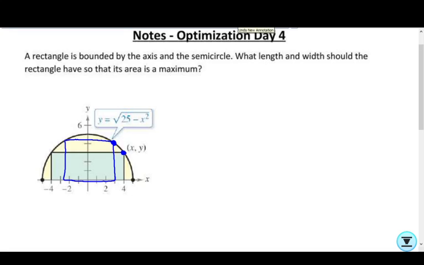So just like always, whenever we find optimization problems, we need our primary equation. Our primary is what we are optimizing. What is it that we're trying to find the maximum or the minimum of? Well, in this case, it's the area of a rectangle. So the area is length times width.